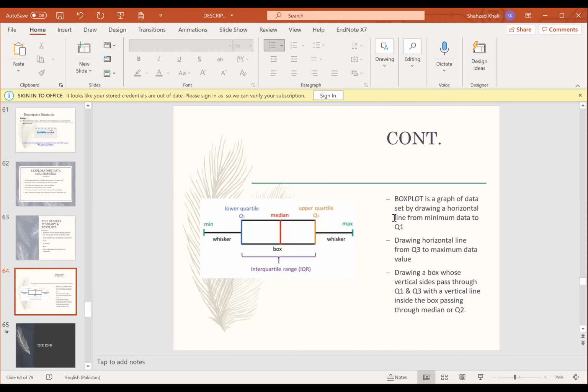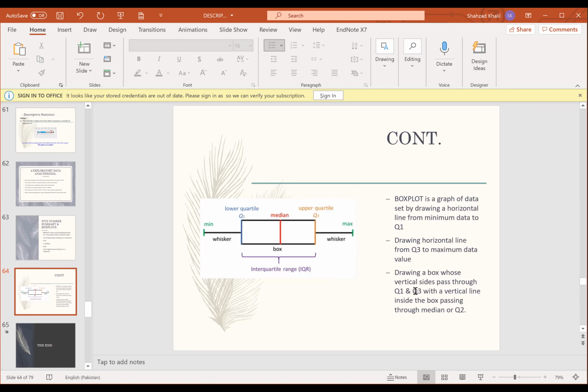And then moving towards how to construct it. A box plot is a graph of a data set made by drawing a horizontal line from the minimum data to Q1. As we can say, this is Q1, median, Q2 and Q3. We will draw one horizontal line from the minimum to Q1, and a horizontal line from Q3 to the maximum data.